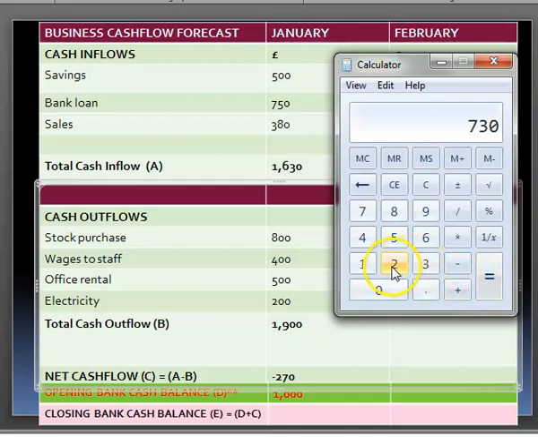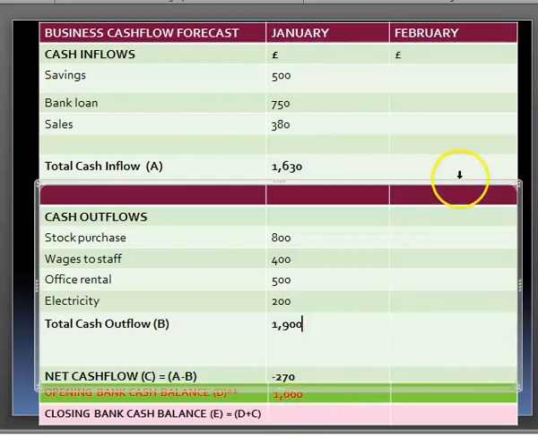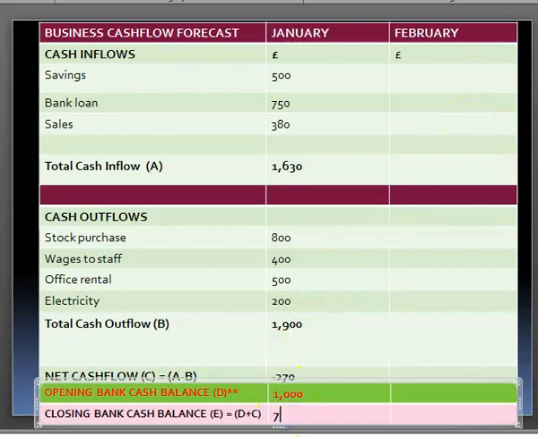They have minus 270 plus 1,000. So we get 730. So we got 730 here.